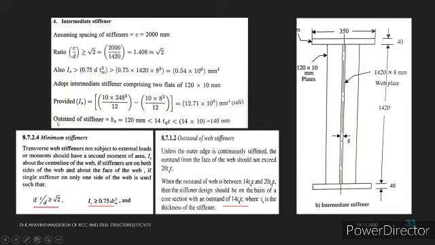Hence, for the outstand of the stiffener, in clause 8.7.1.2 the outstand of the web stiffener is given. It should be lesser than 14 TQ. TQ, the thickness we are providing here, is 10 mm, so it is 140. It is greater than the outstand width of the stiffener, which is 120. Hence this also satisfies the condition. This condition we have checked for the end bearing stiffeners, and currently we are doing it for the intermediate stiffeners.